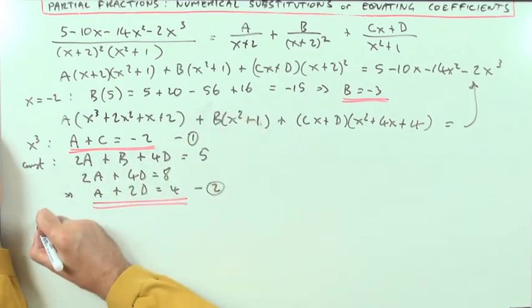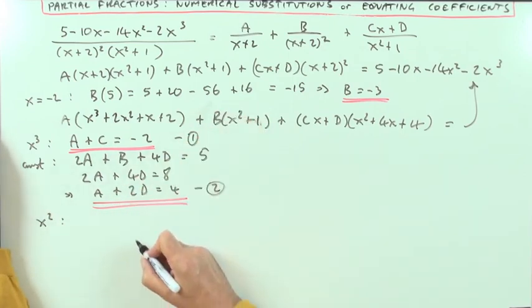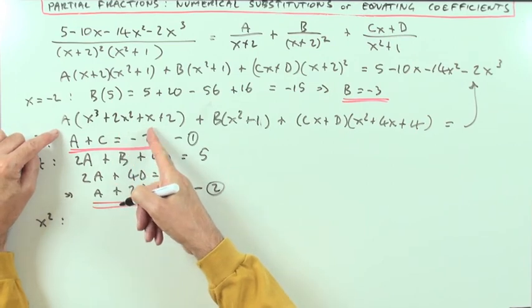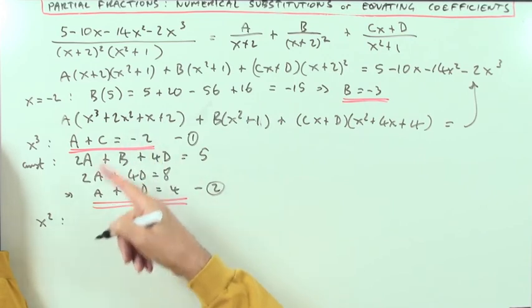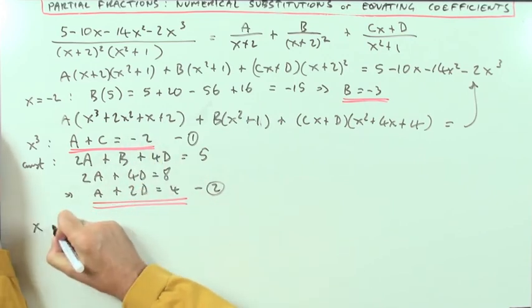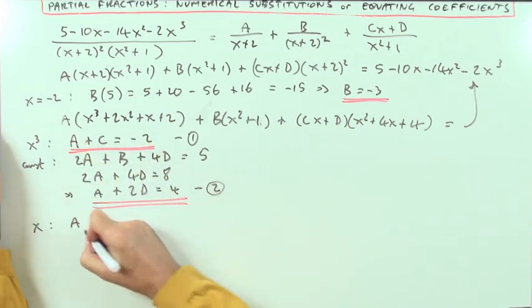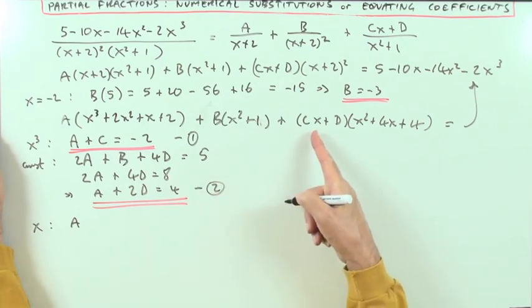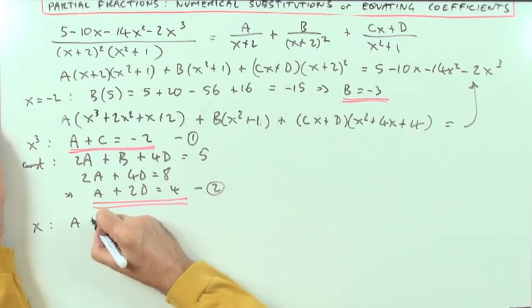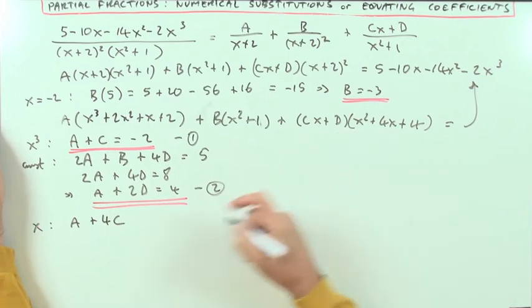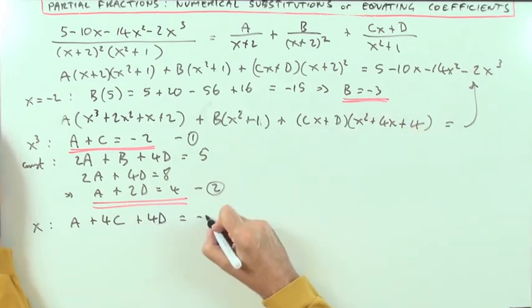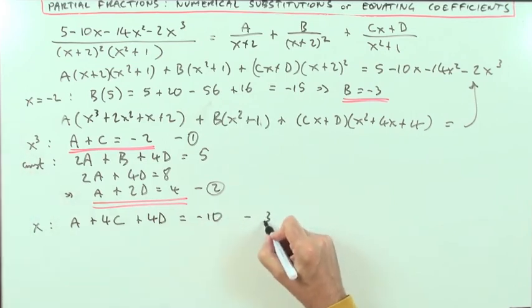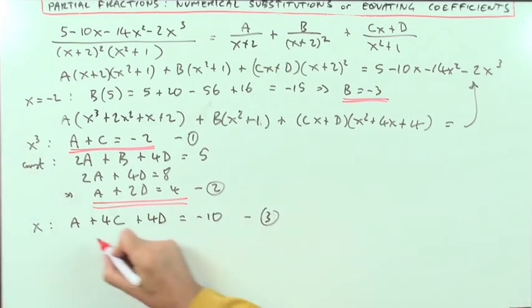There's not been a lot of arithmetic doing that, but now I'll have to go for one of the other ones. So we'll just say x squareds. How many x squareds have I got? Maybe I should go in for x's, because look, there's no x's in that, and there's only a 1 there. I'll just go for x's. So I've got an a, none from that term. I've got a 4c, and I've got a 4d. And those x's should come to negative 10. There's a third equation. So there's my 3 equations.